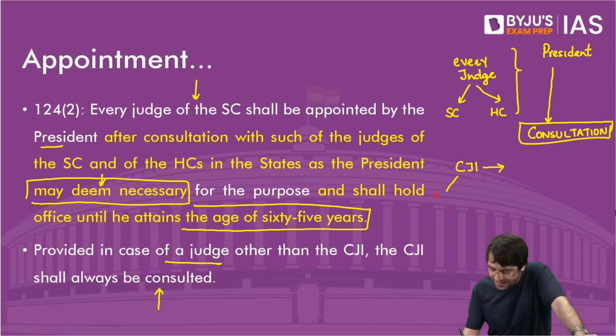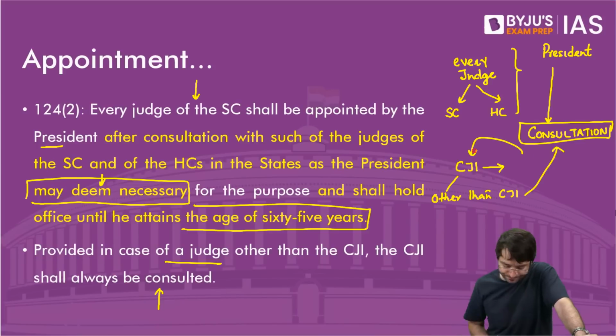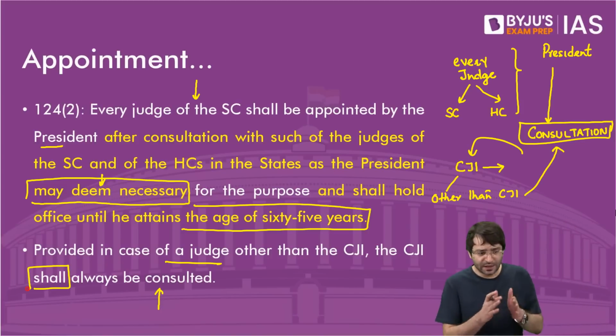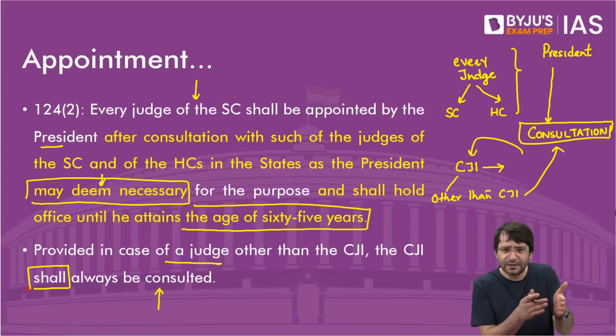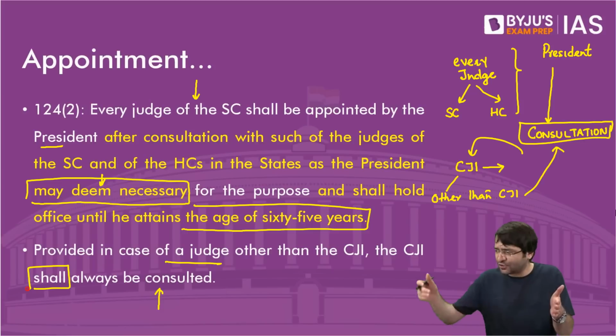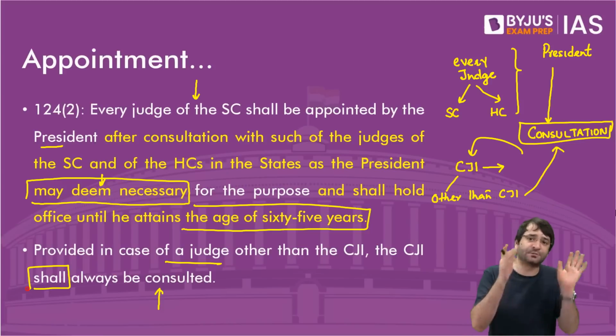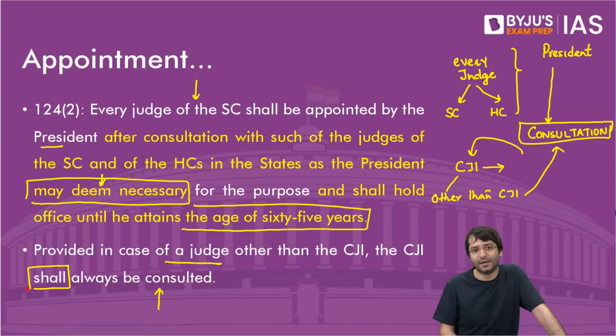But if a judge other than the Chief Justice of India is to be appointed, Chief Justice of India shall always be consulted. If you have to appoint Chief Justice of India, President shall consult such of the judges of the Supreme Court and High Court as the President may deem necessary. But if other judges are to be appointed, other than the Chief Justice of India, this Chief Justice of India shall always be consulted. And this process is known as consultation.